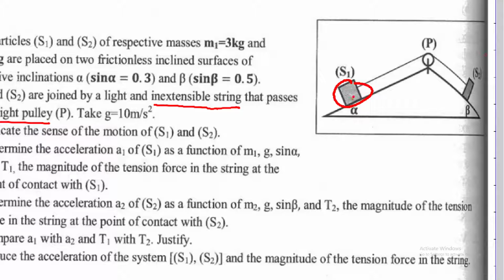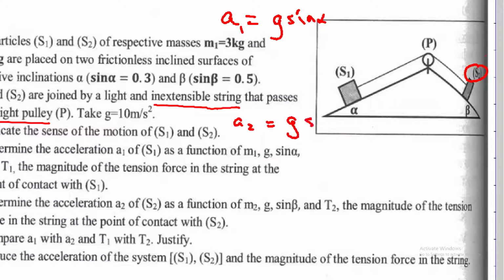Now before I start reading the problem, let me say the following. S1 is falling on an inclined plane, so its acceleration will be g sine alpha, in which alpha represents the angle of inclination with the horizontal with respect to S1. This is a1. As for S2, it will undergo an acceleration given by g sine beta, in which beta is the angle of inclination with respect to S2 and the horizontal.